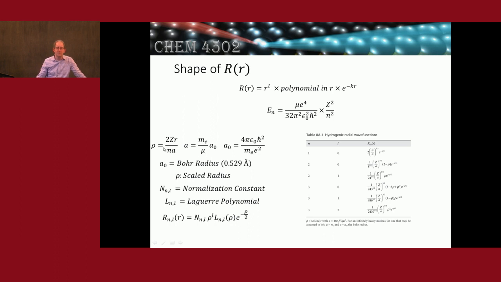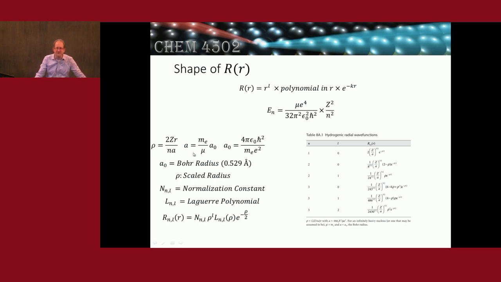And then rho is a dimensionless length. It's 2 times the atomic number times the radius, how far away the electron is from the nucleus, divided by alpha, which is almost exactly 5.29 angstroms, divided by the principal quantum number. So this is really something that looks like, and this rho is going to show up in the exponential decay, and it's going to look like e to the minus r over some integer, n, times the Bohr radius.